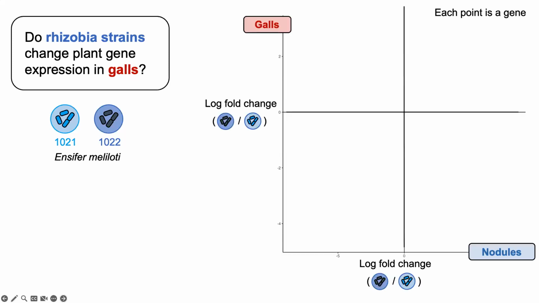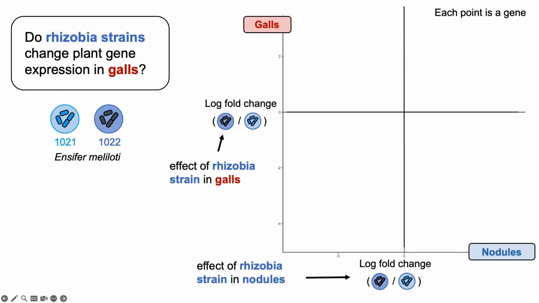So I'm going to show you the data in a graph that looks like this. On the x-axis, I'm going to have the effect of rhizobia on gene expression in nodules, as measured as the log-fold change between the two different rhizobia treatments. On the y-axis, I'm going to show you the effect of rhizobia on gene expression in galls. And just to help you keep track of that, I'm going to put these words on here.